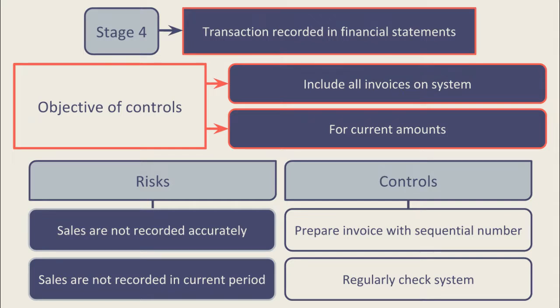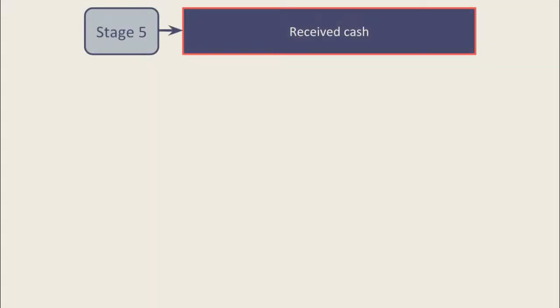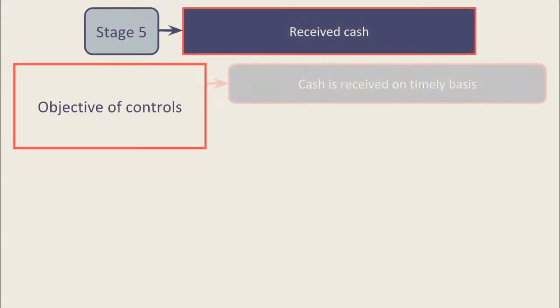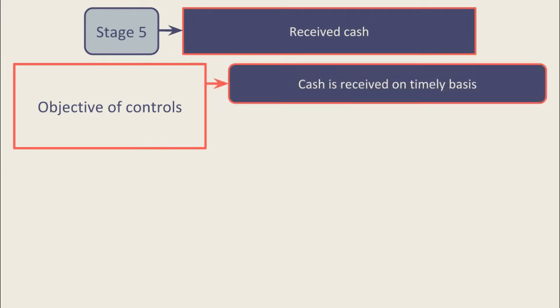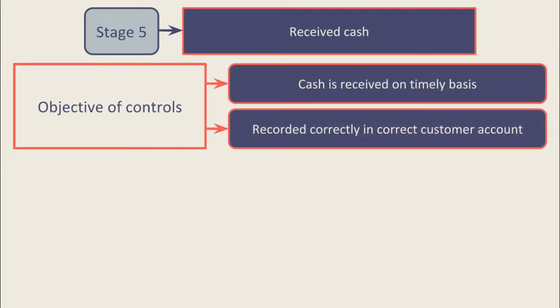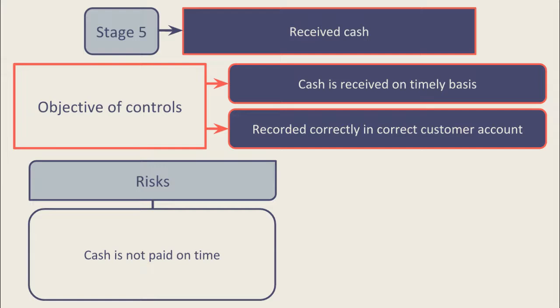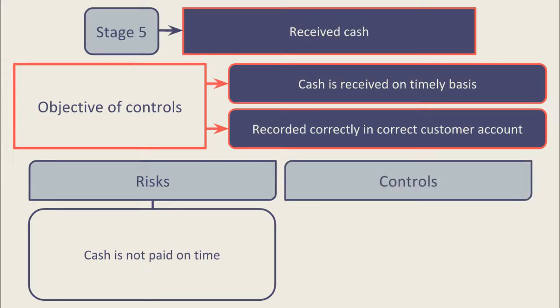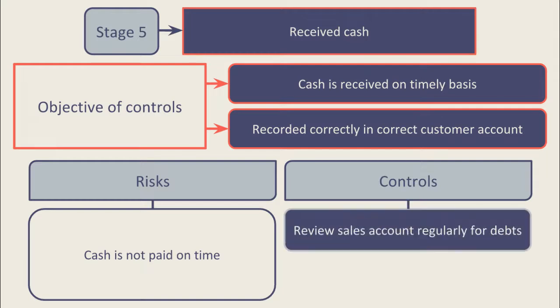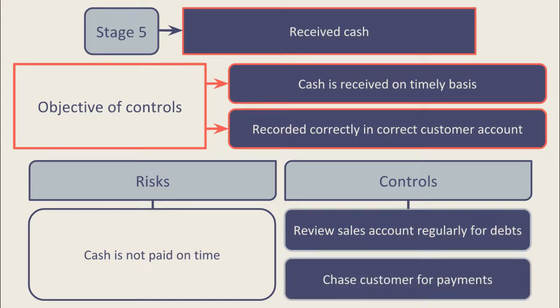Stage 5 is the payment from the customer. The objective is to ensure cash is received on a timely basis and recorded correctly in the correct customer account. A risk could be that the cash is not paid on time, and a control would be to have a member of staff perform credit control procedures such as reviewing the sales account regularly for debts that have reached their payment deadline and chase customers for payments.